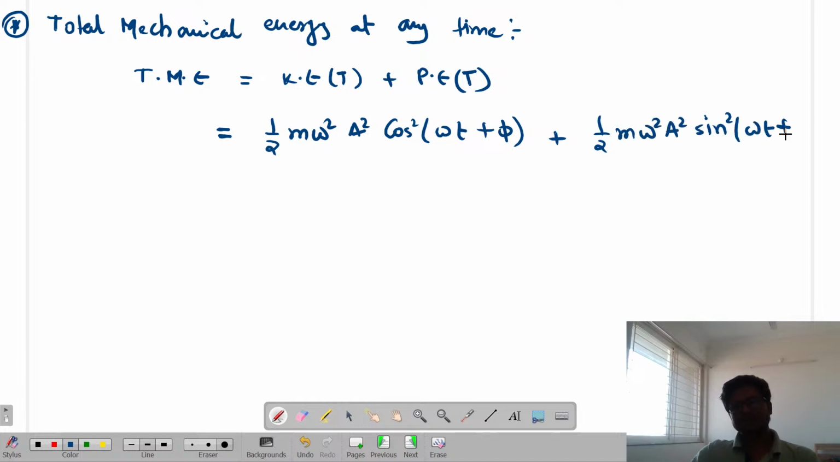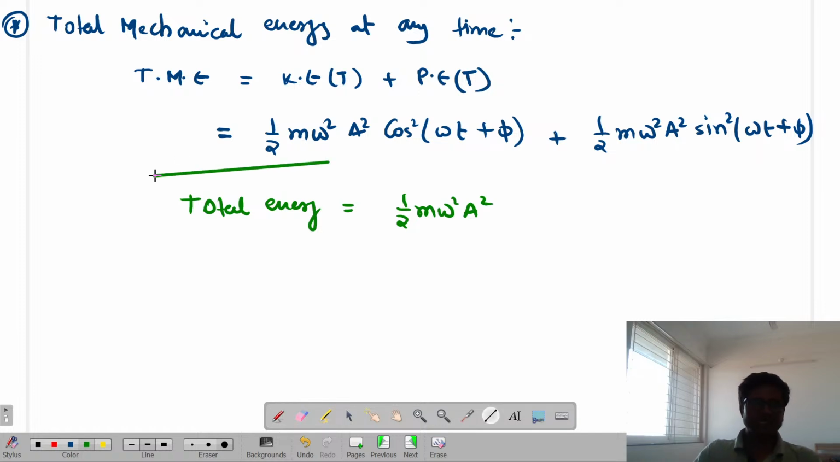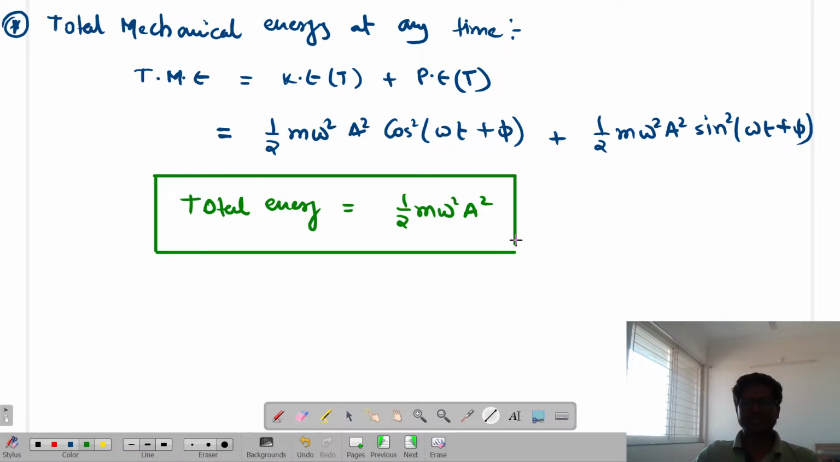Look carefully, if I take half m omega square a square common, the total energy will be written as half m omega square a square. It's exactly equal to K max, which is also exactly equal to the maximum potential energy when the kinetic energy is zero. Are you able to get me or not?